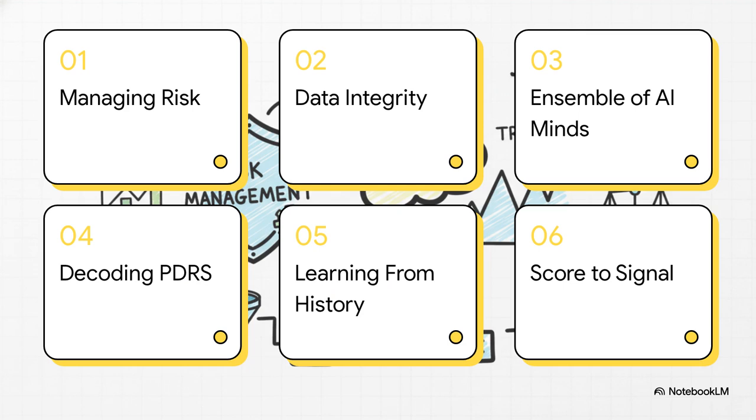So we're going to break this whole system down across 6 key areas. We'll start with its core philosophy on risk, then we'll move into how it ensures the data it uses is clean. After that, we'll look at its council of AI models and its main defense system, the PDRS shield. And finally, we'll see how it learns from history to create a clear, actionable signal you can actually use.